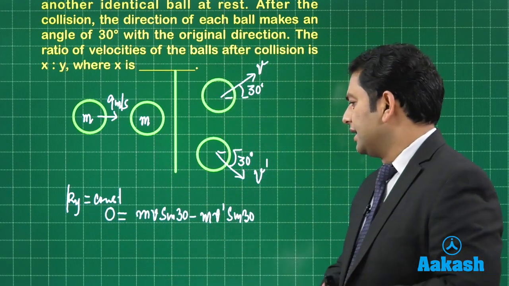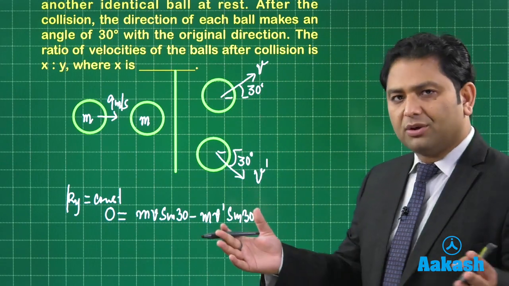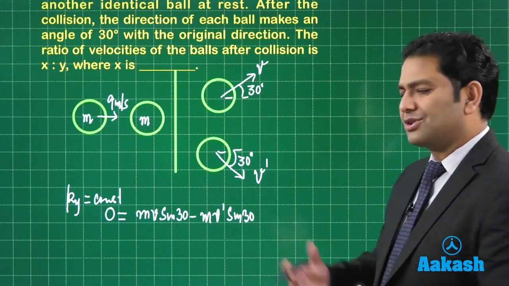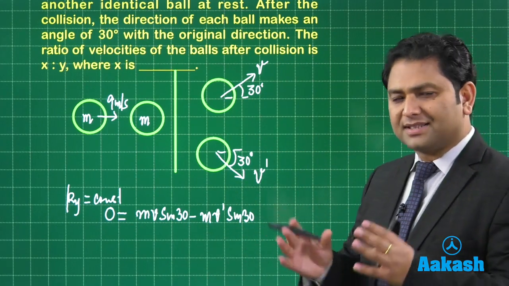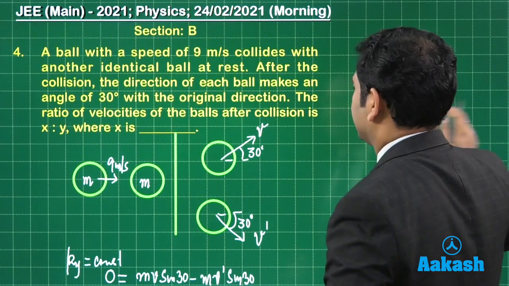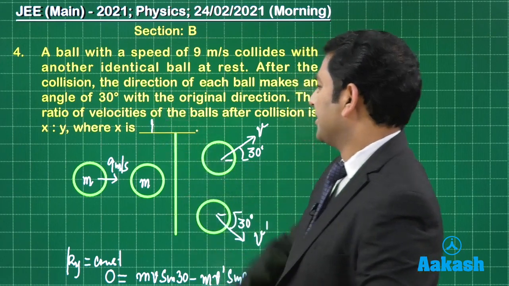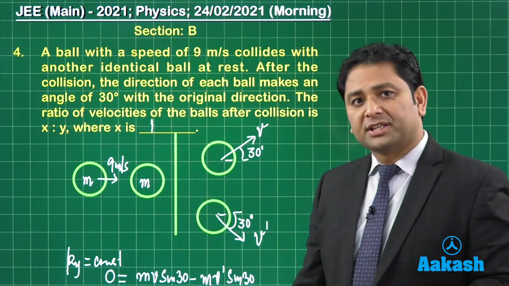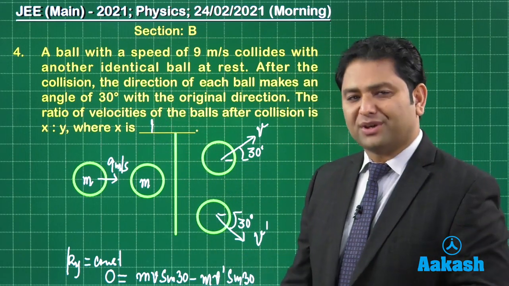And you could see that the value of v dash will be equal to v, which in any case could have been easily calculated by symmetry. So the ratio of the velocity is going to be 1. Now that was question number 4. Let's go to the 5th question.